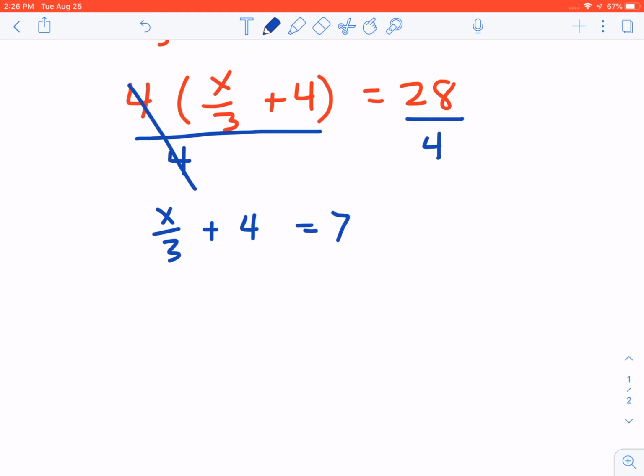Now from here, we're still undoing the process. So we're going to subtract 4 from each side. 4 minus 4 is 0 here on the left side. It allows us to get rid of that. We get x over 3 equals 3.